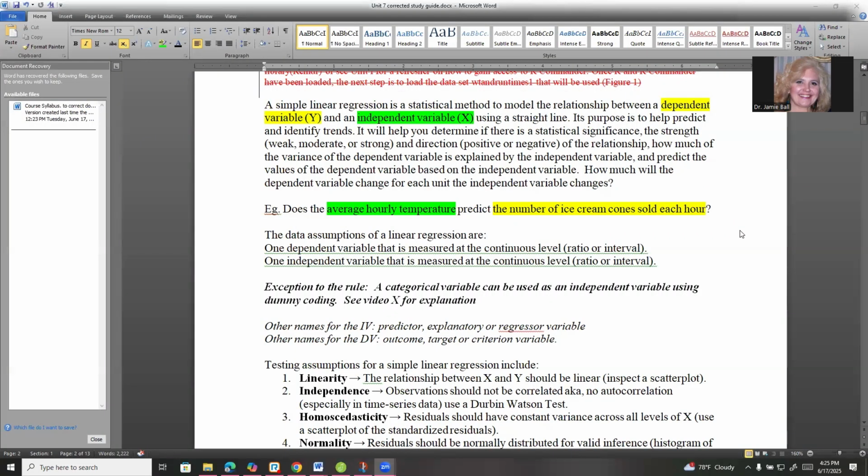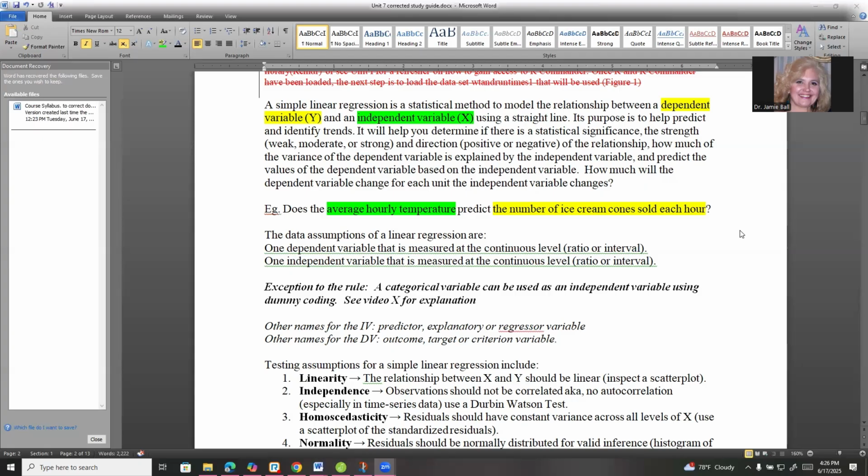Hello, scholars. Today we're learning about simple linear regression, which is a statistical method or a model to determine if there's a relationship, a predictive relationship between a dependent variable and an independent variable using a straight line. It can also help identify trends. It can show you the strength of a relationship, weak, moderate, or strong, and the direction, positive or negative.